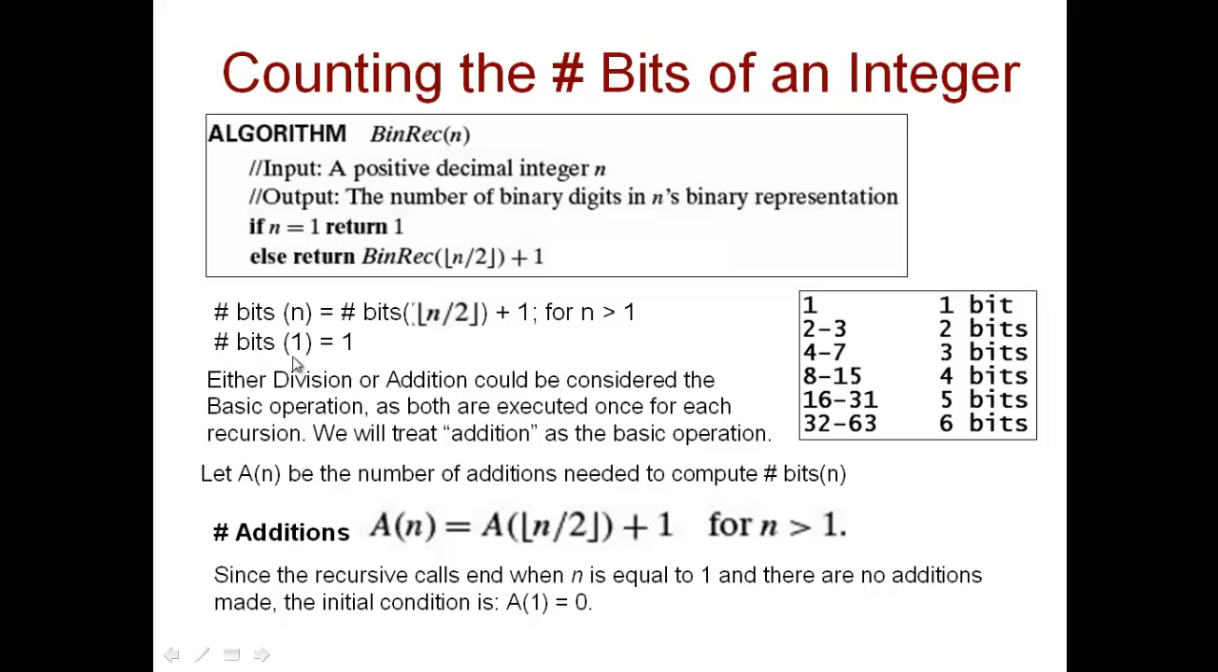Since the number of bits for representing integer 1 in binary is 1 bit, there's no addition involved here. That's a basic condition. An equivalent basic condition here is that the number of additions we need to represent 1 in binary is 0, because we don't do any addition here. So this is the recurrence we need to solve.